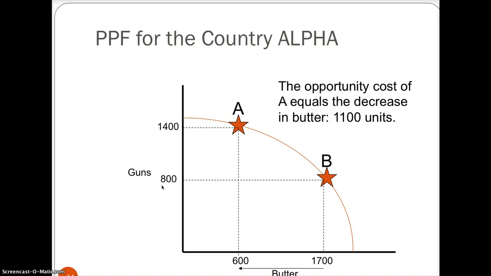They gained 600 guns. That was their opportunity benefit. The opportunity cost of moving from A to B is 600 guns. You can see here, moving from A to B, they lost 600 guns and gained 1,100 butter, so the opportunity cost was 600 guns and the opportunity benefit was 1,100 butter.